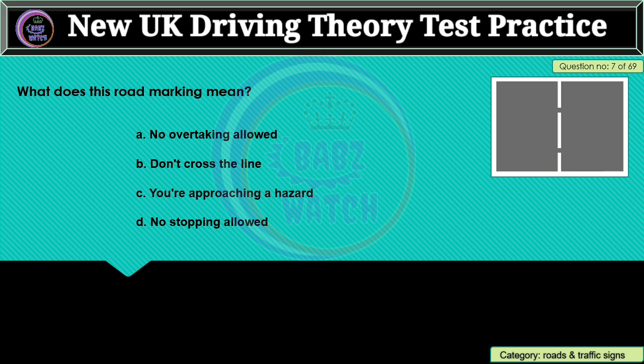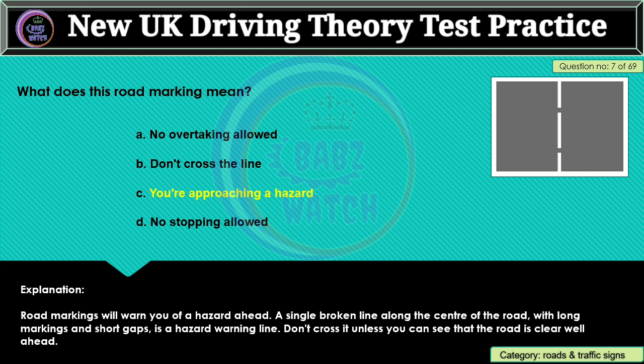Question 7 of 69. What does this road marking mean? A. No overtaking allowed. B. Don't cross the line. C. You're approaching a hazard. D. No stopping allowed. The correct answer is C. You're approaching a hazard.